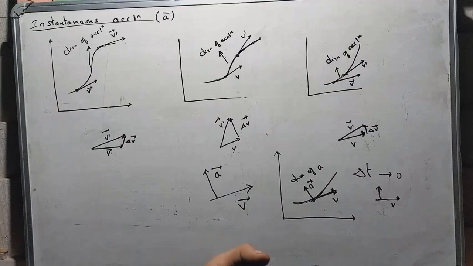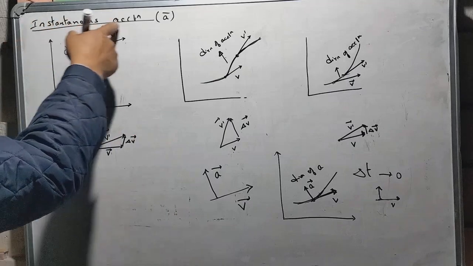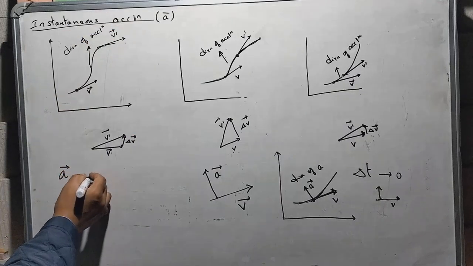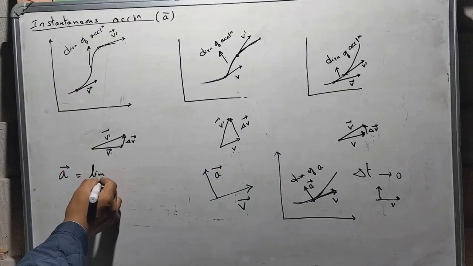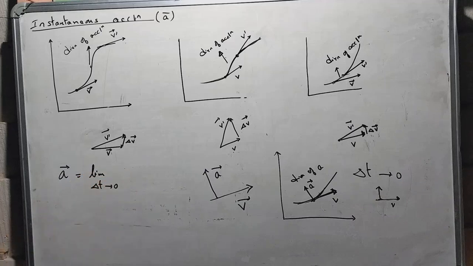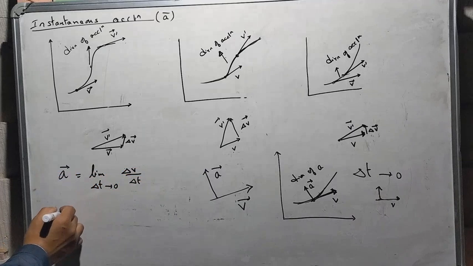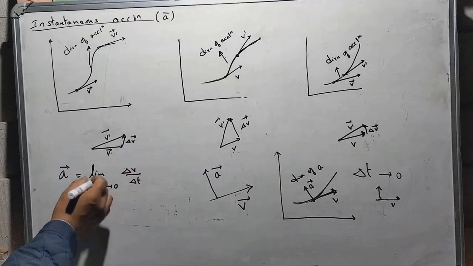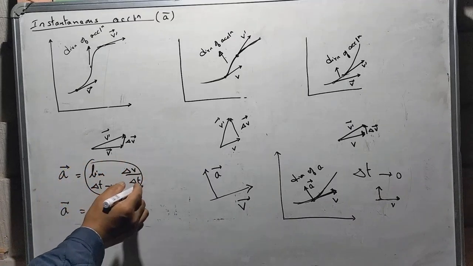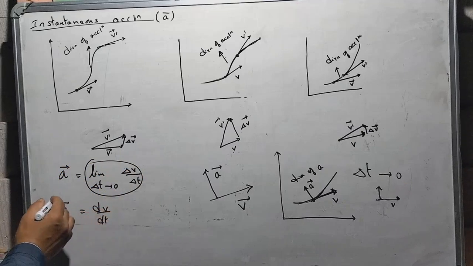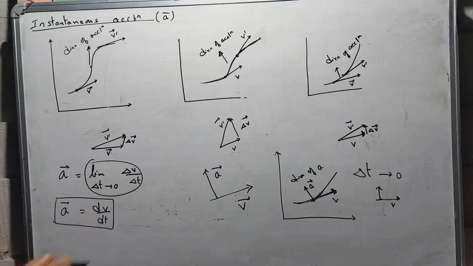Why? Because the time interval is tending to 0. So we define the instantaneous acceleration a bar, or a arrow, as equal to the limit delta t tends to 0 of delta v upon delta t. Or we say a bar is equal to dv upon dt. So this is the instantaneous acceleration.